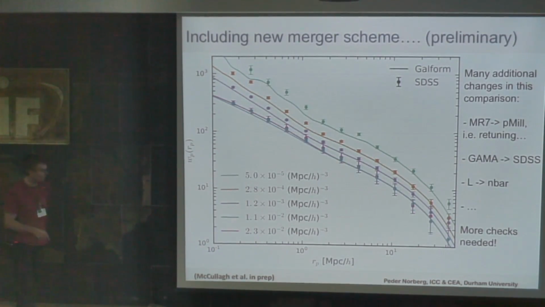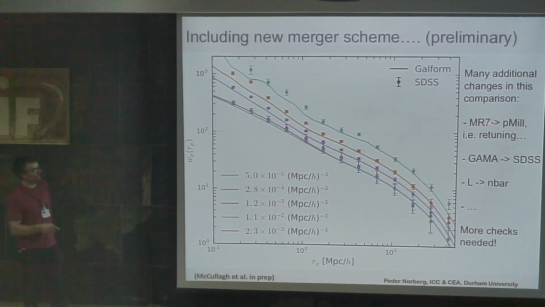This is what we've been working on with a postdoc in Durham, Nuala McCullough, where we're looking at the merger scheme. This includes the new merger scheme. This is very preliminary, because this plot doesn't show exactly what you had plotted in the previous diagram, so many additional changes come into this comparison. With the new merger scheme you have these trends on smaller scales that you do pretty well, but they're still not exactly the same. We need to figure that out. But there are many things we have changed.